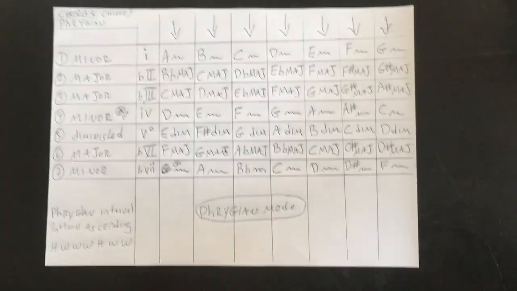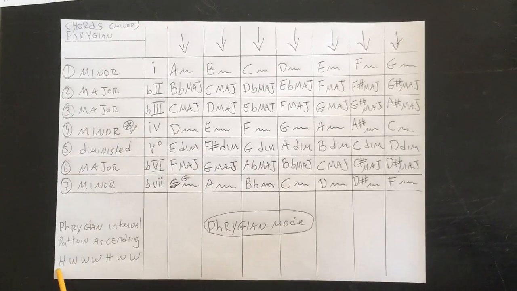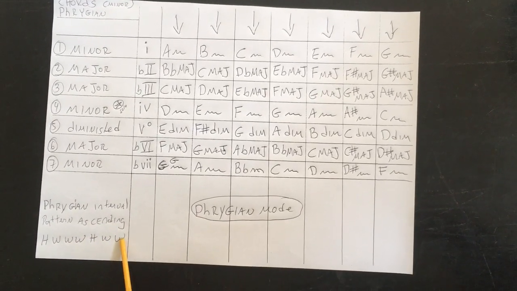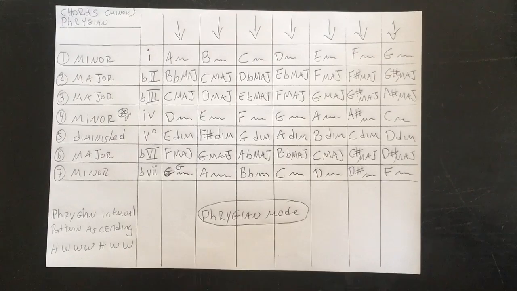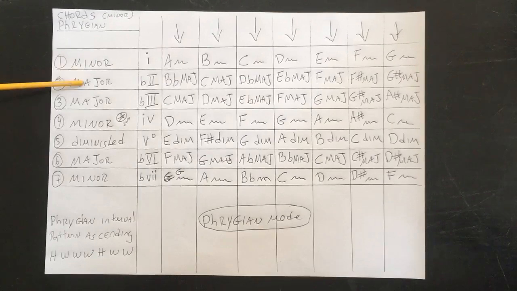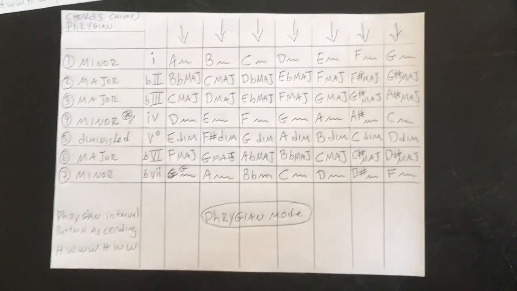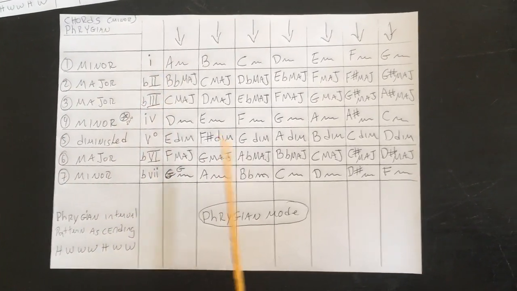Here we go. Moving on to the Phrygian mode. All right, Phrygian mode. Same thing. Here's your intervals: half, whole, whole, whole, half, whole, whole. The 7 chords that represent the 7 notes of the Phrygian scale will be minor, major, major, minor, diminished, major, and minor. Those are your 7 chords. So there you have it.